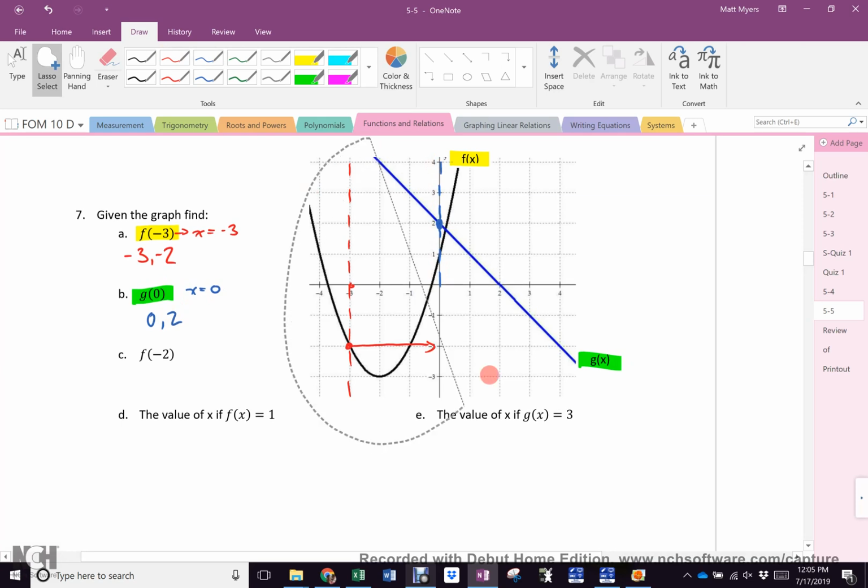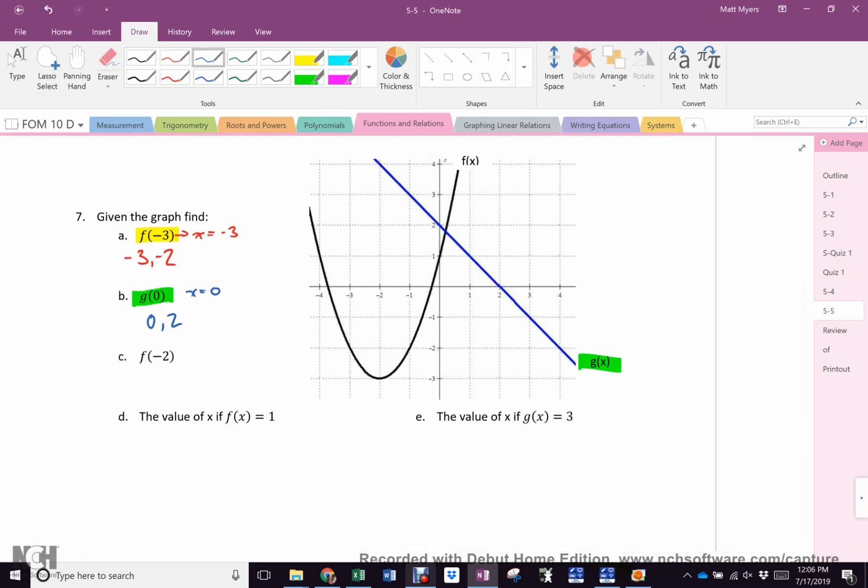So erase this so we can start again. f of -2. x equals -2. So I go out to here where x is -2. There's my line I care about, and I can see it intersects my f curve at -3. So it's (-2, -3).